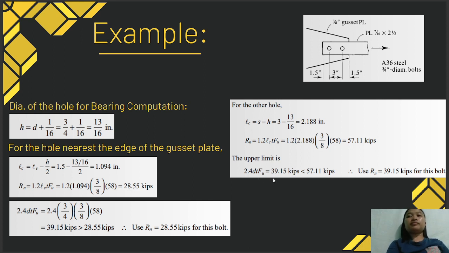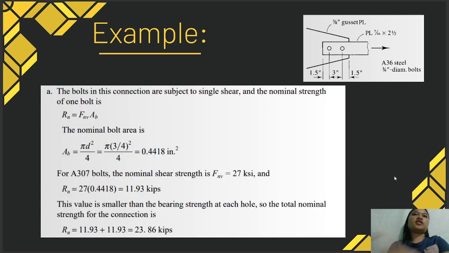And we have obtained 39.15, which is less than 57.11 kips. So the one we will use is the smaller one, so Rn is 39.15 kips for that.